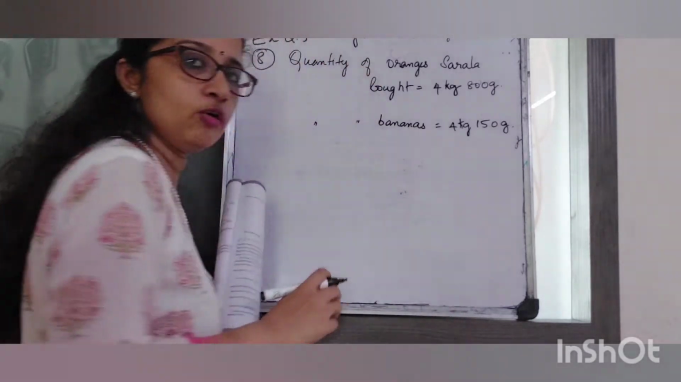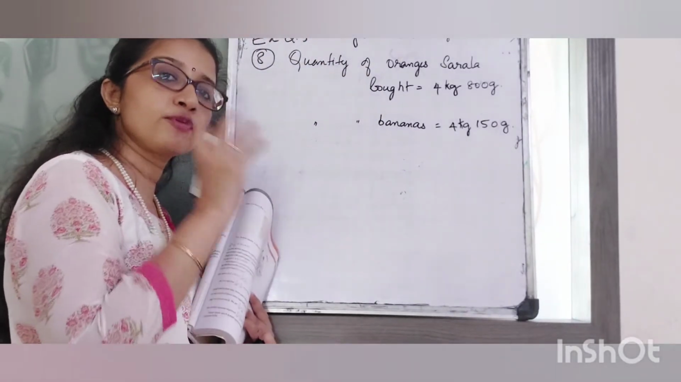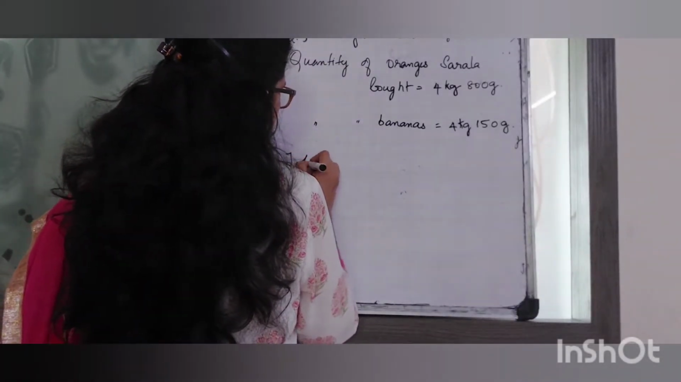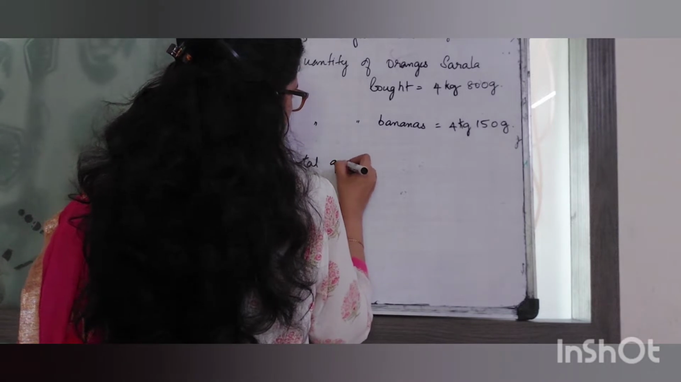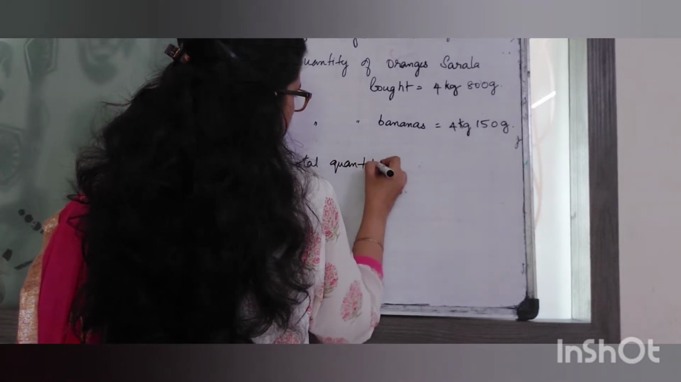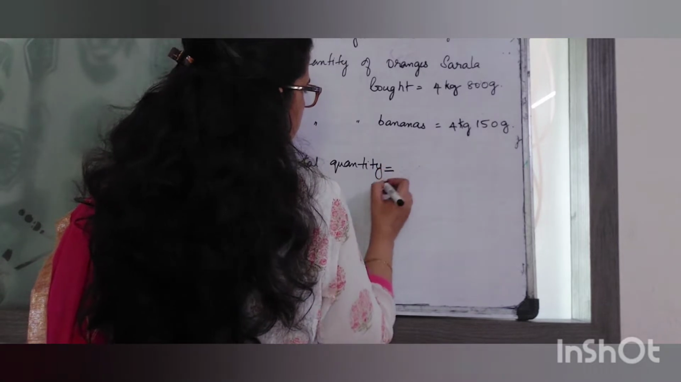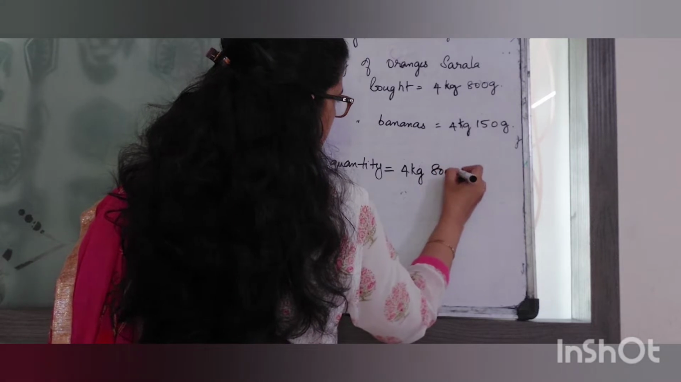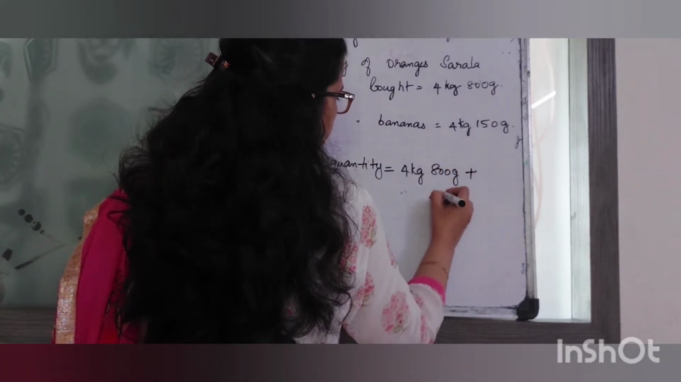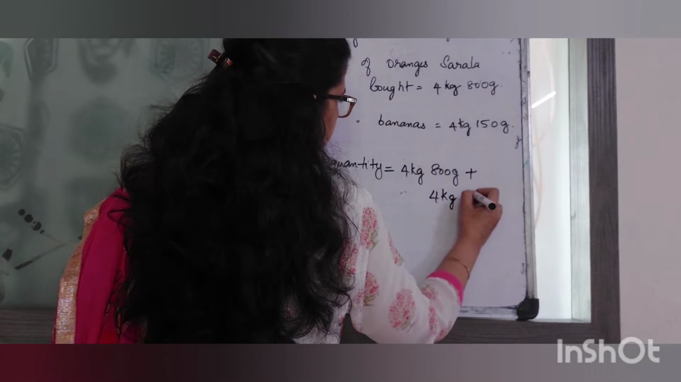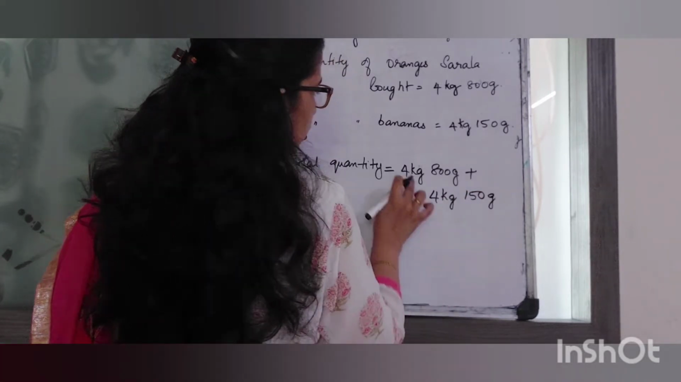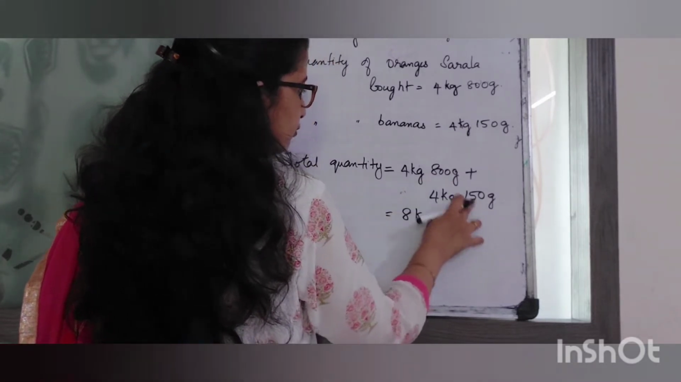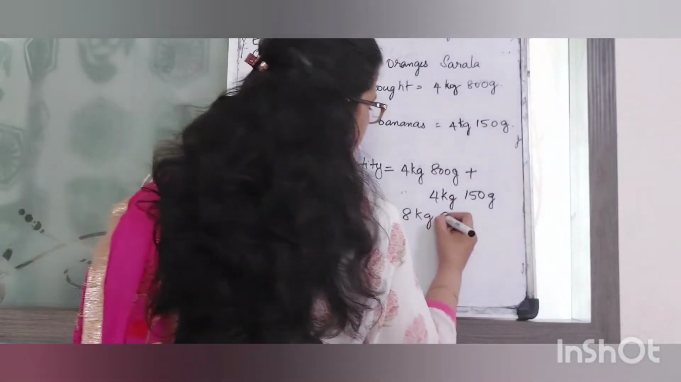Okay. Now what should we do? We have to find out the total quantity of fruits which Sarala bought. Okay. Total quantity is equal to 4 kilogram 800 grams plus 4 kilogram 150 grams. So how much is the answer? 4 plus 4 is 8, 8 kilogram, and 800 plus 150 is 950. So 950 grams.